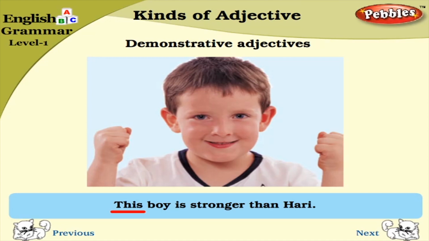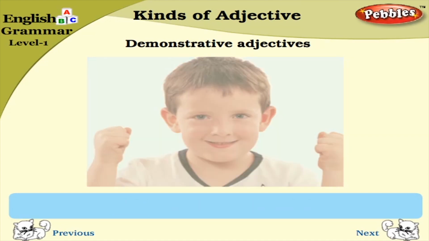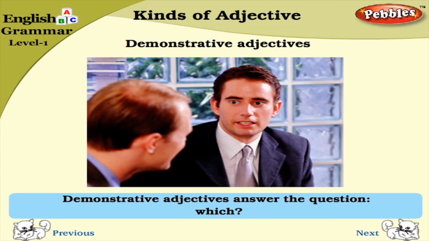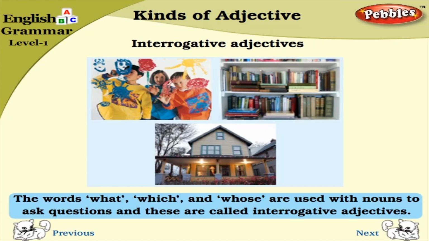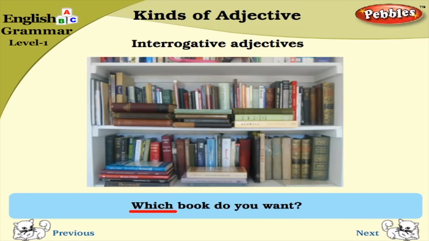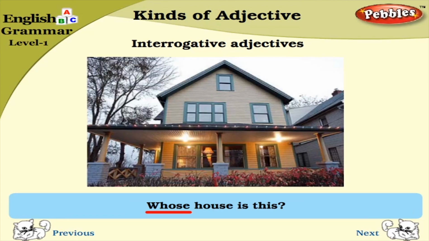This boy is stronger than Hari. I hate such irresponsible people. Demonstrative adjectives answer the question which. The words what, which, and whose are used with nouns to ask questions, and these are called interrogative adjectives. What color is it? Which book do you want? Whose house is this?